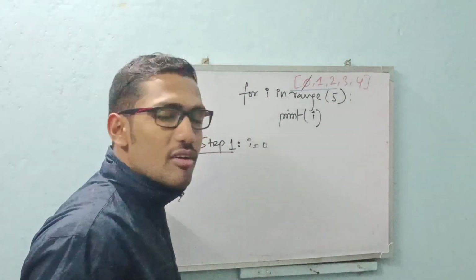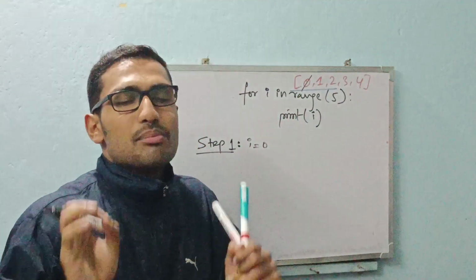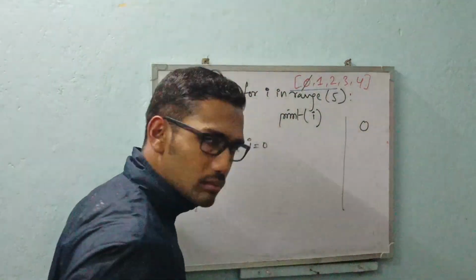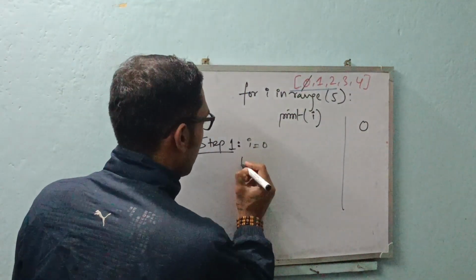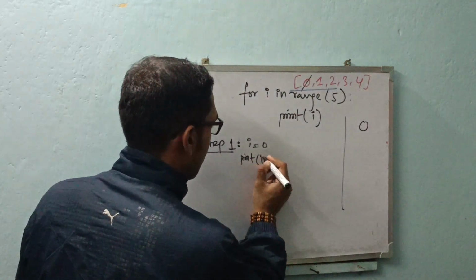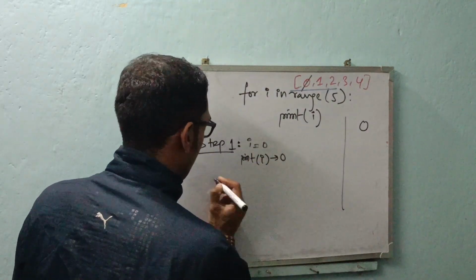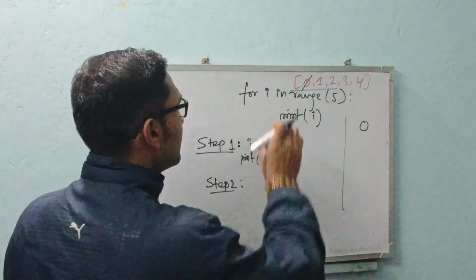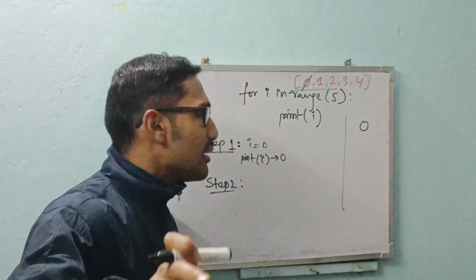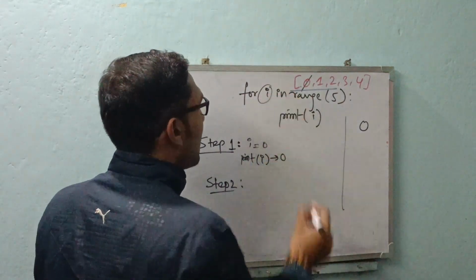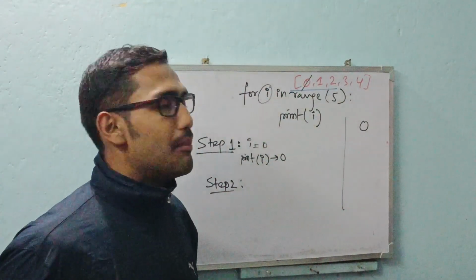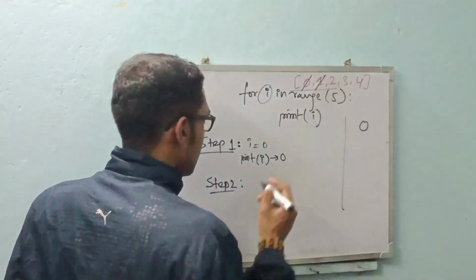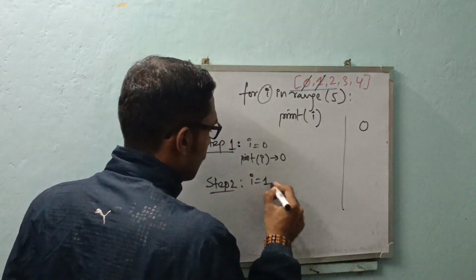After that we will move into the body of the for loop, and in this case it's a print statement. Within the body it's print I, so it will print 0. Now it will move to step 2. Done with the first element. Now the variable I will pick up the second element from the sequence data type, and the second element is 1. So in this case I is equal to 1.